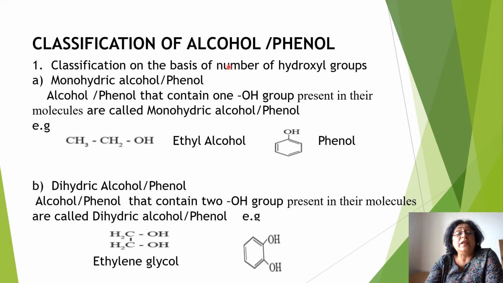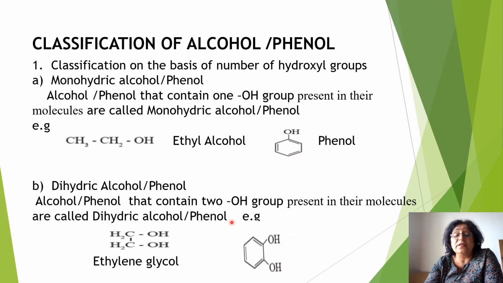Classification of alcohols and phenols on the basis of the number of hydroxyl groups. First is monohydric alcohol or phenol. Alcohol or phenol that contains only one OH group attached to the aliphatic system or to the aromatic system is called monohydric alcohol or phenol. For example, ethyl alcohol is a monohydric alcohol. Here you have one OH group attached to the aliphatic ethyl group, and phenols are those that contain one OH group directly attached to the benzene ring.